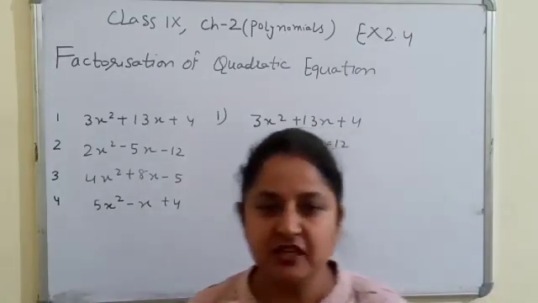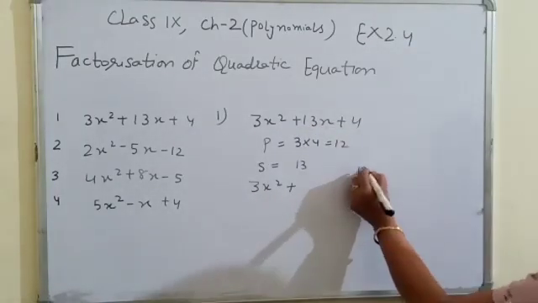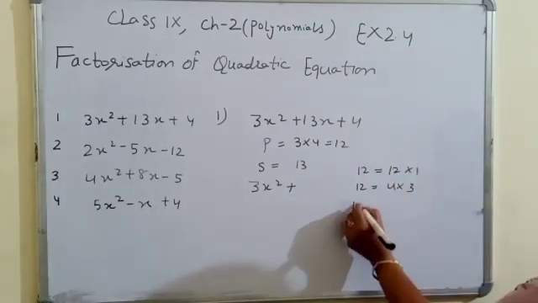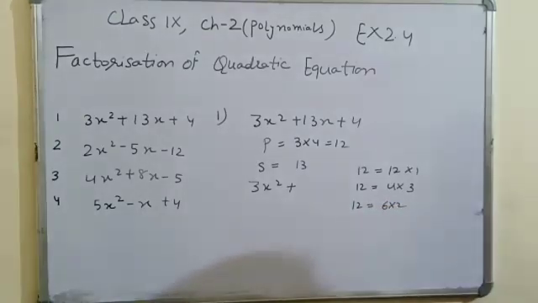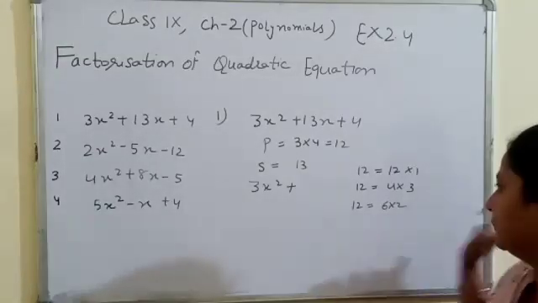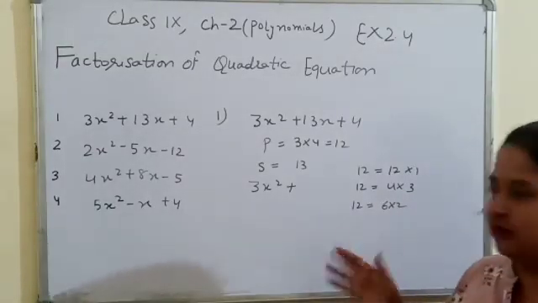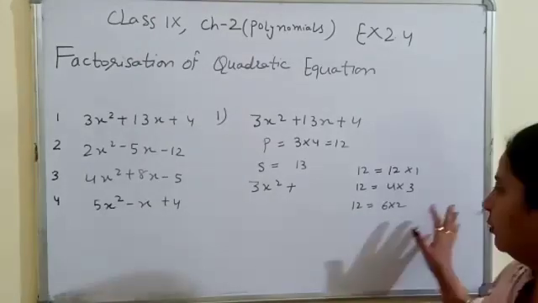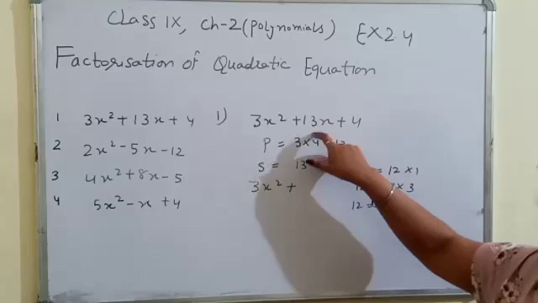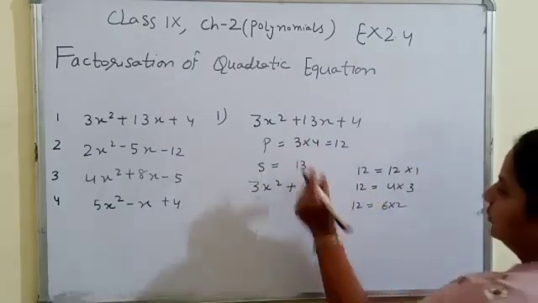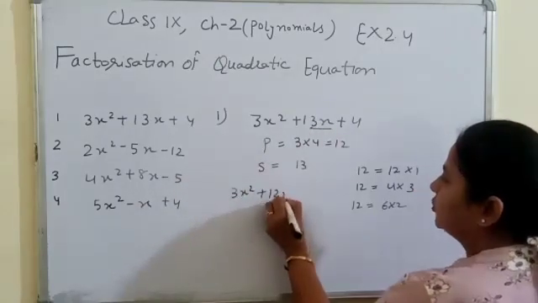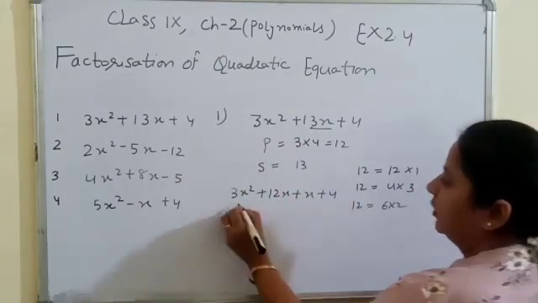So how can we split this 12 so that the sum will be 13? Simply we can take the factors of 12: 12 ones are 12, or 4 threes are 12, or 6 twos are 12. You can see 6 and 2, when we add them the result is 8, so we can't take it. 4 and 3, its sum is 7, so this also we can't take. Now the first one, 12 into 1, 12 plus 1 is 13, so it is suitable for our arrangement. So we can split 13x into 12x plus x, giving 3x square plus 12x plus x plus 4.